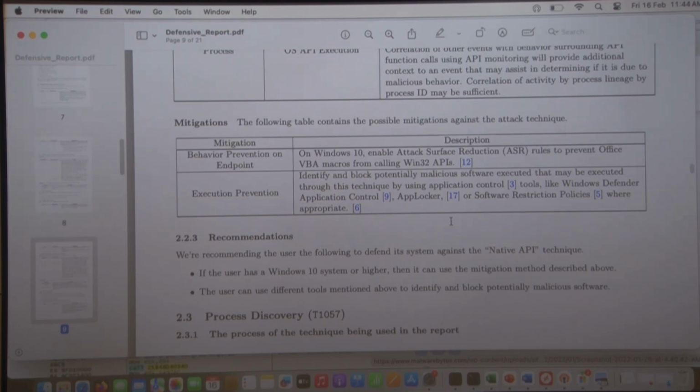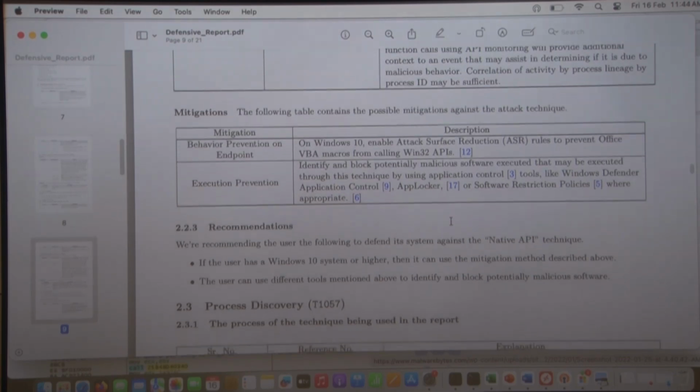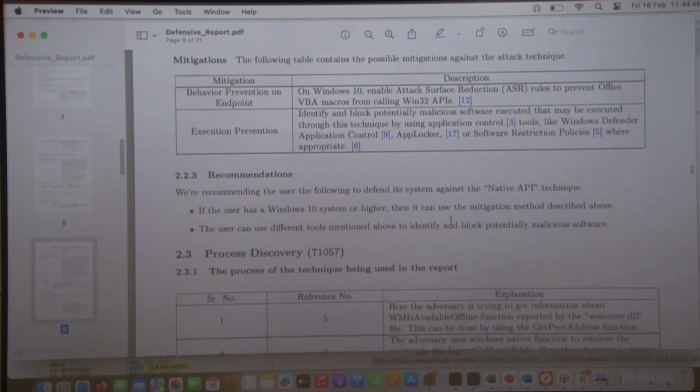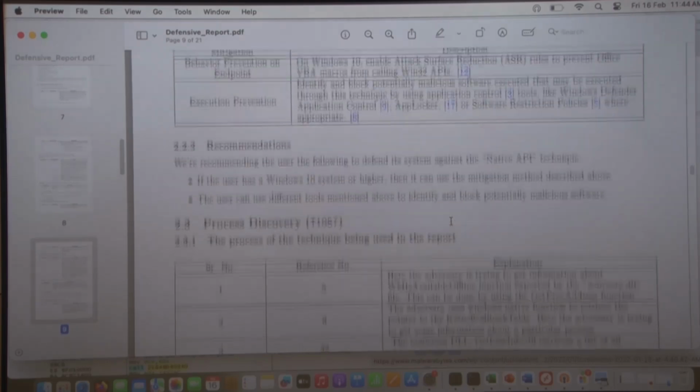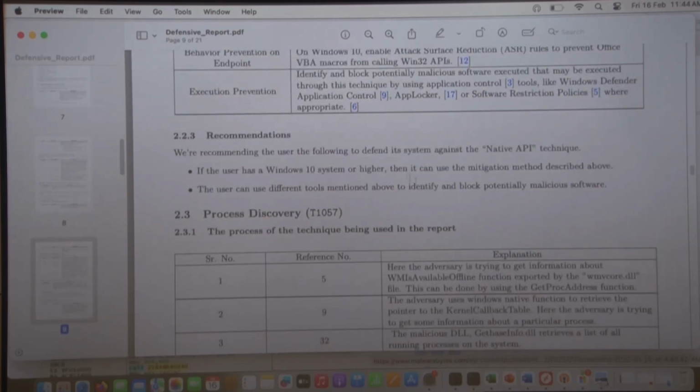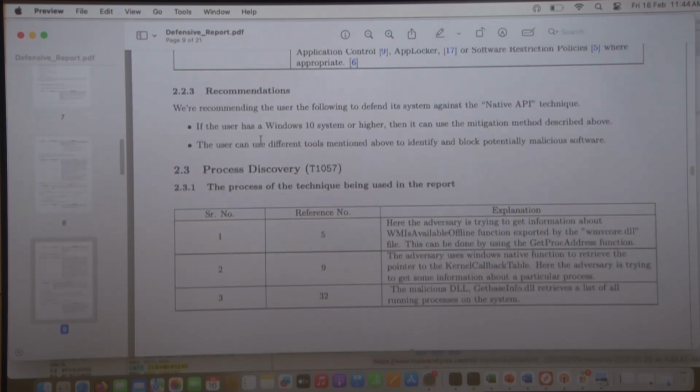There are different tools which can help you understand how this has been executed and for what purpose it has been executed. Based on this detection and mitigation, we made two recommendations: if the user has a Windows 10 system or higher, then they can use the mitigation method described above to implement the countermeasure or the mechanism. The user can use different tools mentioned above to identify and block the potential malicious software.